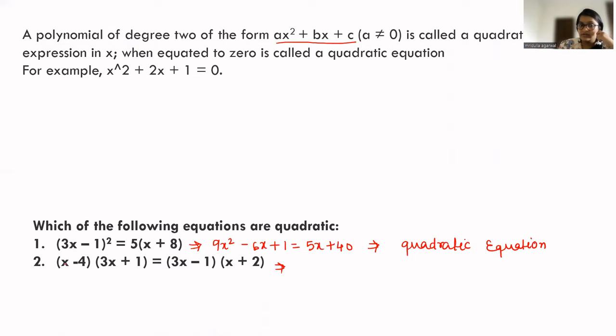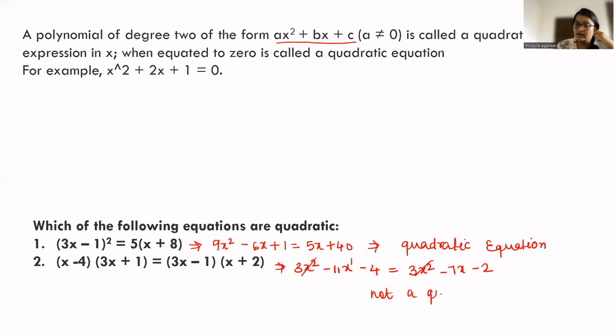Similarly, we'll see this one also. Since we have 2 brackets, we'll multiply them. So we have 3x square minus 11x minus 4 equals, again we'll multiply the next bracket, 3x square minus 7x minus 2. As we can see, we have the same terms on both sides, so they get cancelled. Now looking at the equation, the highest degree is 1. That means it's not a quadratic equation.